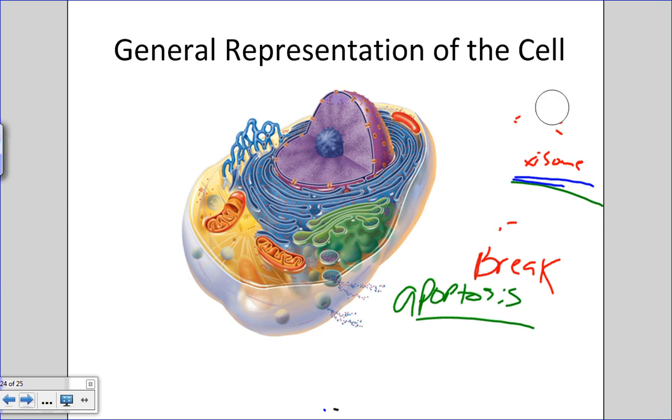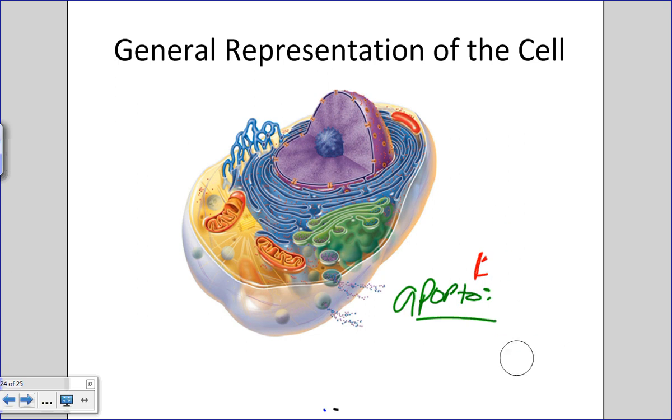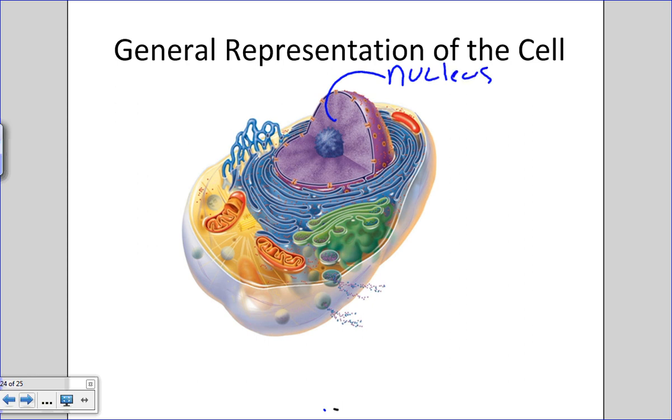All right. So those are kind of the oddballs, the cytoskeleton, lysosomes, and peroxisomes. Now let's talk about the major, really working parts of the cell. All right. So there's a few different parts on here. First, we have a nucleus. Then we've got some mitochondria.